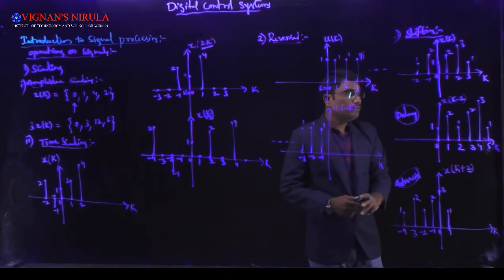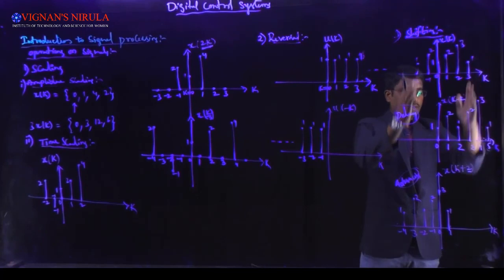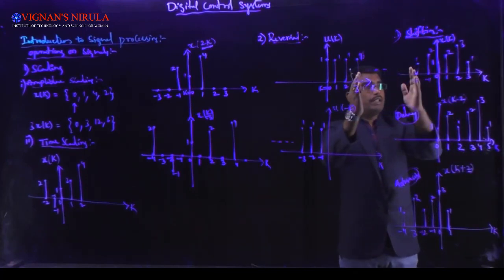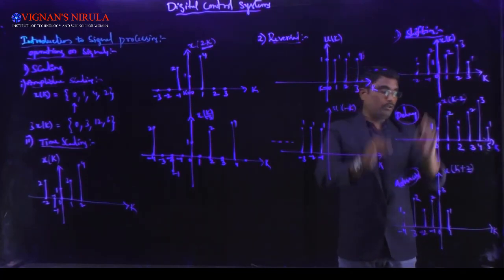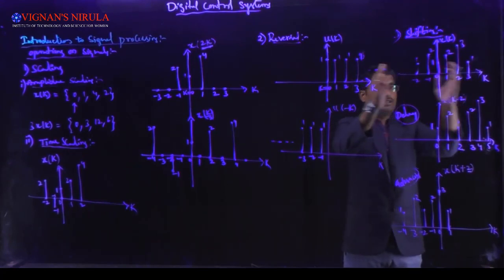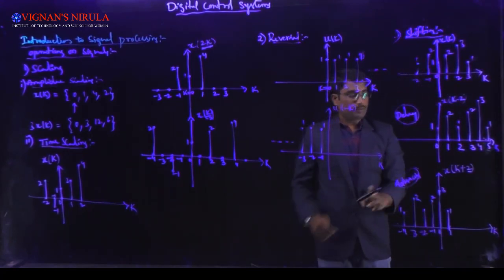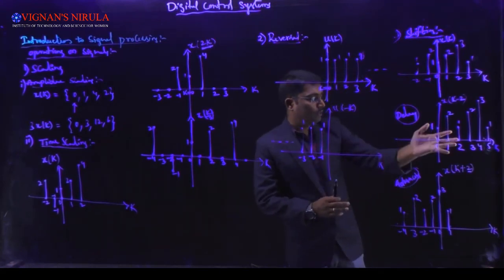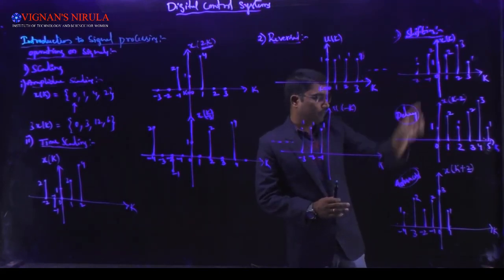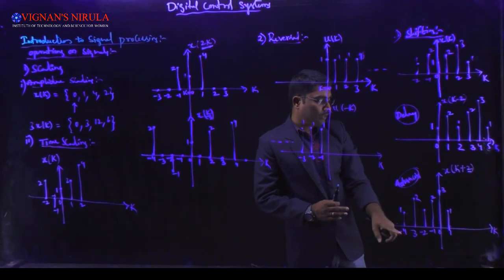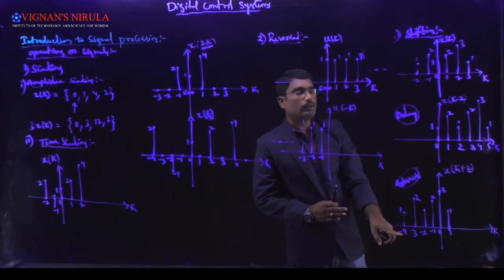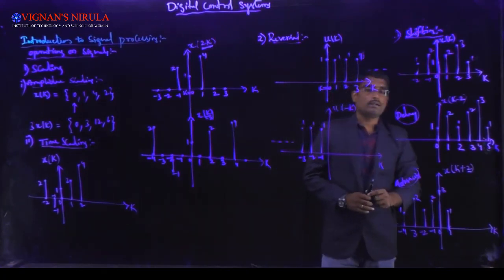See here. Now the total signal x of k is being shifted towards the left side by 2 samples. So this is said to be advancing. That means if you are seeing from this direction, instead of starting from k equals minus 2, this is being started from k equals minus 4. That is why this is said to be advancing the signal.